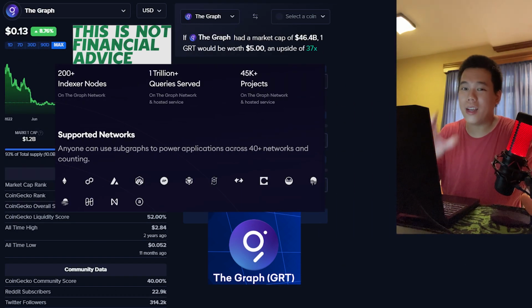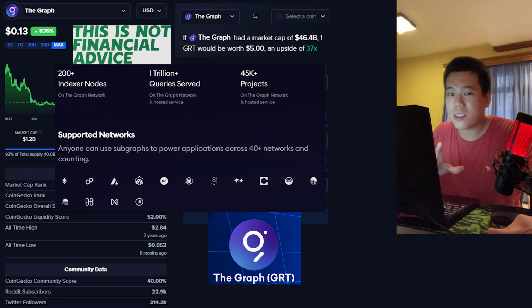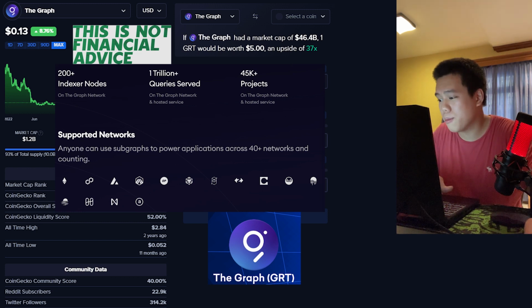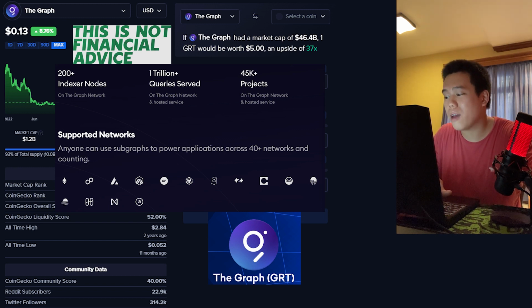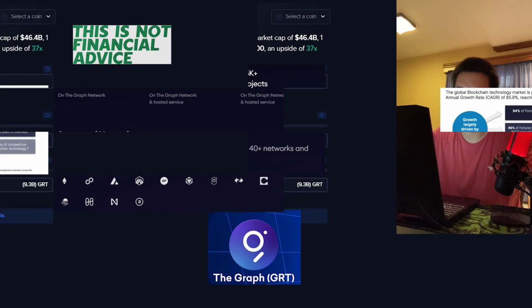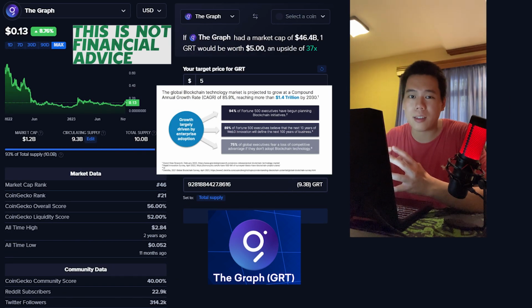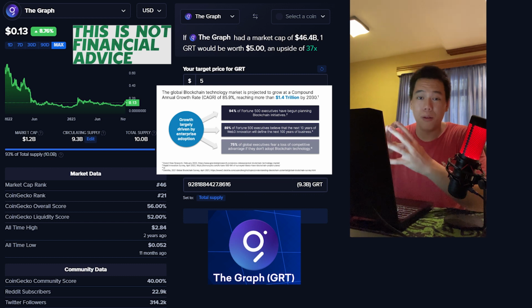And here are some crazy statistics for you. And no, it's not about Britney Spears and Justin Timberlake. As of right now, on The Graph network and hosted service, there have been over 45,000 projects and over 1 trillion queries served. I mean, man, that's insane. And also on top of that, on The Graph network, there have been over 200 indexer nodes as well. Absolutely insane.